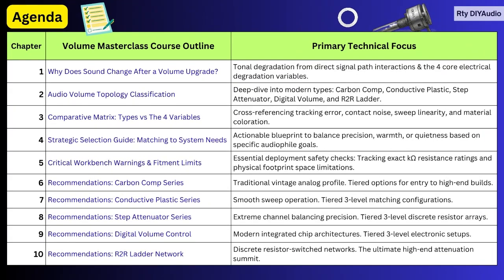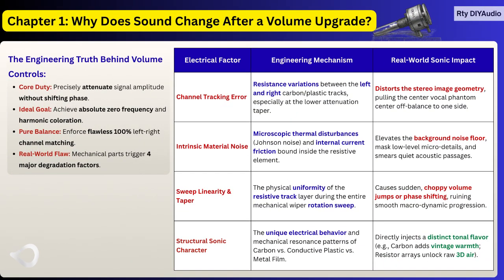Agenda. Here is our Volume Masterclass course outline. We are structured into 10 strict technical chapters designed to systematically unpack total signal control. Chapter 1 to Chapter 3: we begin by identifying the core variables of sound degradation, mapping out modern topologies, and executing a direct side-by-side comparative matrix. Chapter 4 to Chapter 5: from there, we explore our strategic selection guide, verify critical fitment limits, and dive straight into our hardware-specific recommendations. Chapter 6 to Chapter 10: every milestone is engineered to deliver an actionable, lab-grade blueprint for your workbench. Let's start at Chapter 1.